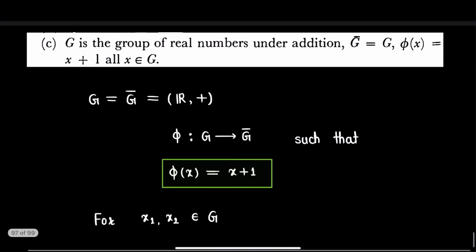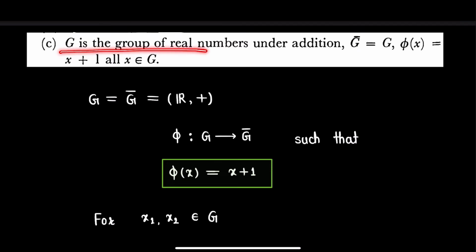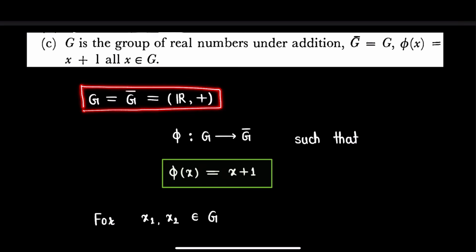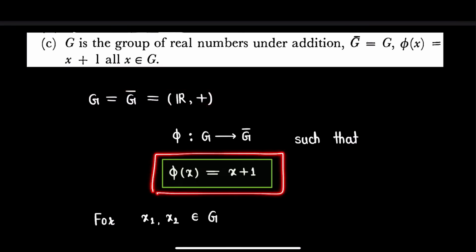Next, G is the group of real numbers under addition, and G bar is again the group of real numbers under addition, and phi of x is defined as phi of x is equal to x plus 1 for all elements x in group G. So here G equals G bar is the set of real numbers under addition, and phi is defined in this way.